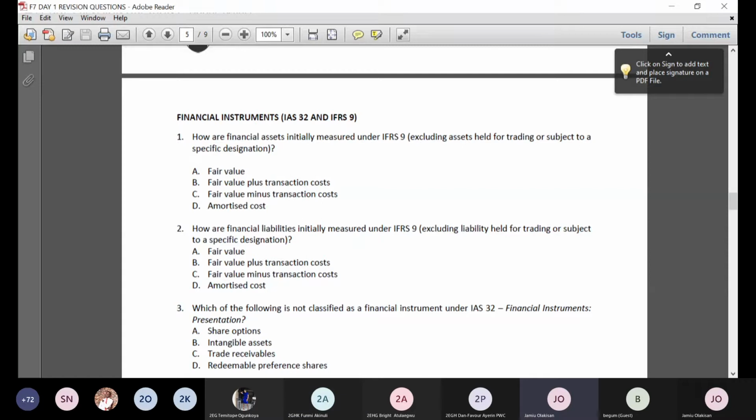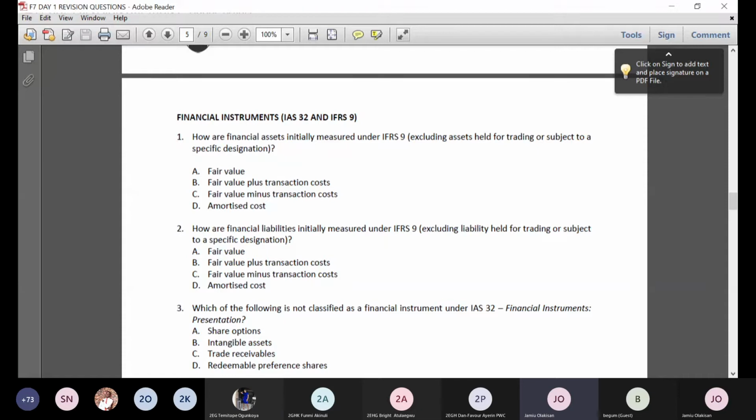Fumi, your hand is up. Yes, please. So I agree with the solution. I just have a question on the "excluding assets held for trading or subject to specific designation." If they had said "including," would it have made a difference? They cannot. If they say including, then they are creating a problem. The examiner would not be a good examiner in that case.